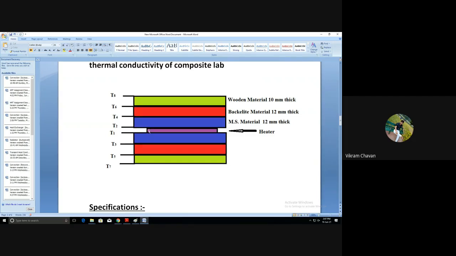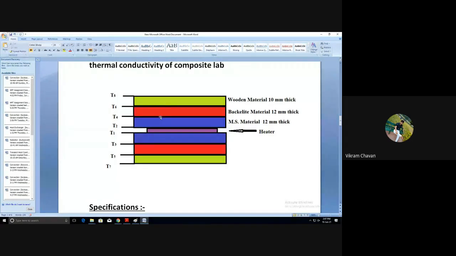Okay, so consider we have taken one composite wall. Not actually one, it is two composite walls. Here the first plate, colored blue, is an MS plate with a thickness of 12 mm. Then this red one is a bakelite material plate, also with a thickness of 12 mm. And this green one is a wooden material having a thickness of 10 mm.